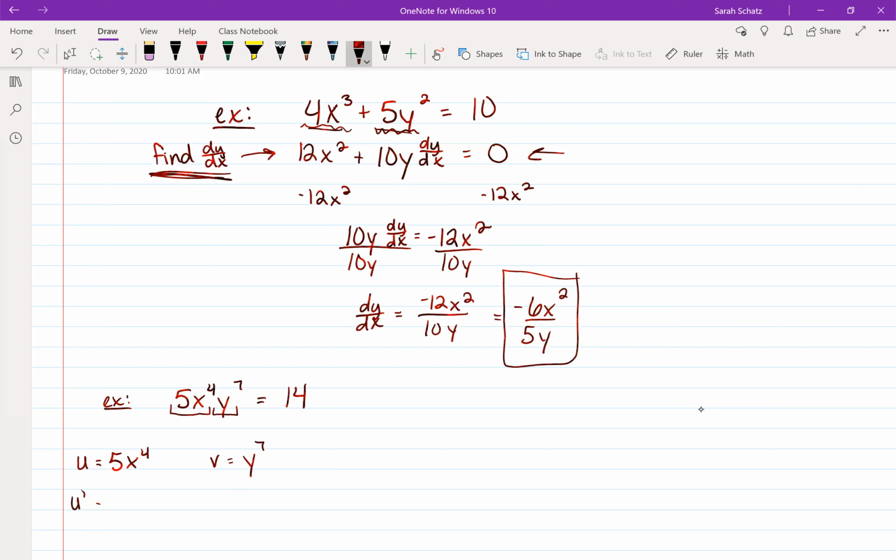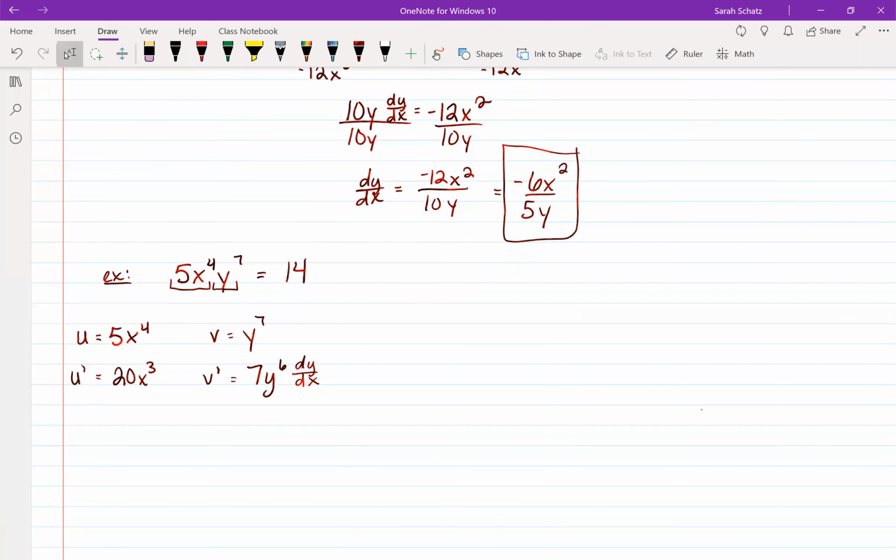So du is real straightforward, right? Because this is just an x term, so we're just going to get 20x cubed. But dv, we are going to do the power rule, very straightforward, but we're going to get 7y to the 6th, and then we have to add on the dy dx because this was a y term. So now let's put it together.